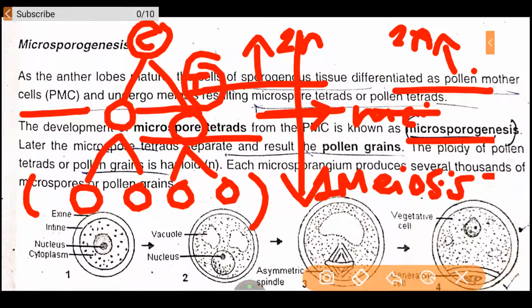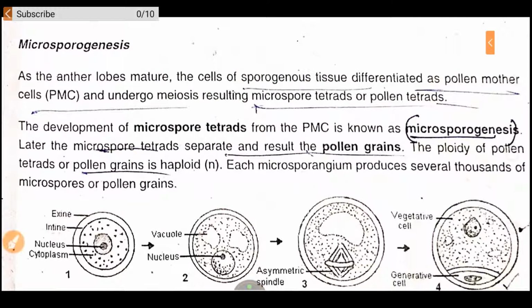Meiosis one and meiosis two altogether comprise only one meiosis. So the development of microspore tetrads from the PMC is known as microsporogenesis. Later, the microspore tetrads separate and result in pollen grains. The ploidy of the pollen grains is haploid, because it has undergone reduction division, meiosis. Each microsporangium produces several thousands of microspores or pollen grains.